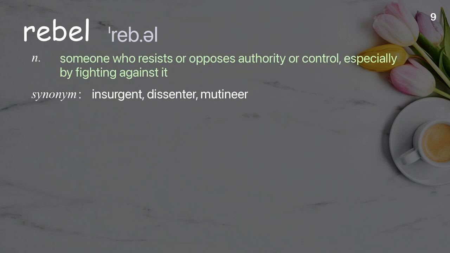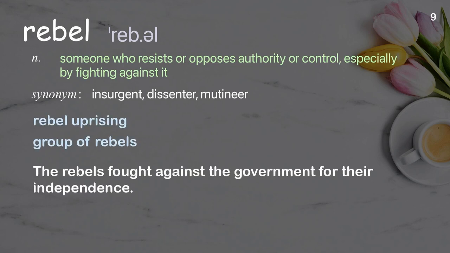Rebel. Someone who resists or opposes authority or control, especially by fighting against it. Examples. Rebel uprising. Group of rebels. The rebels fought against the government for their independence.